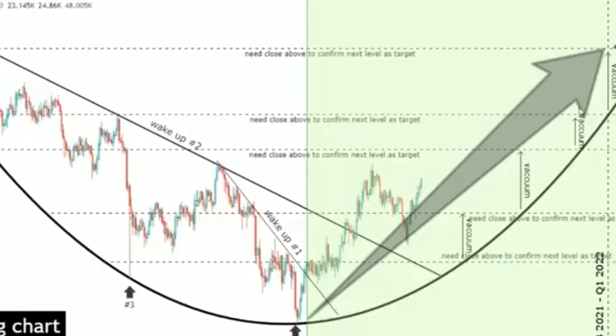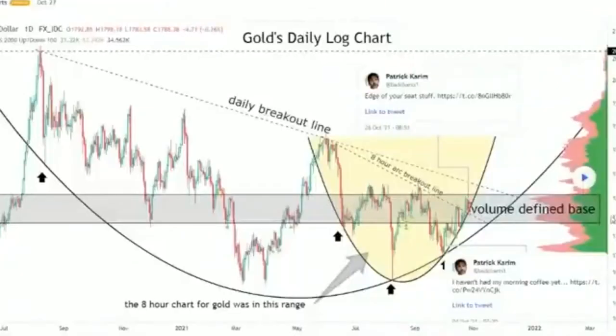Okay. I'm just curious as to why you're applying arcs to the short term as well. Do the arc formations also apply for shorter time horizons?